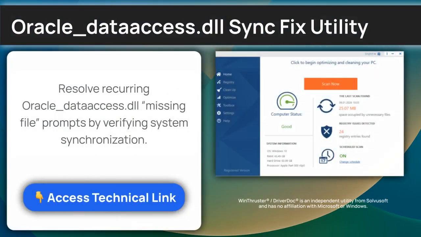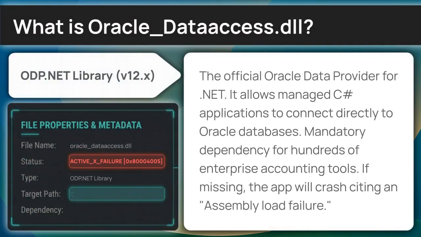This is the Oracle Data Access Library, the official Oracle data provider for .NET. It allows managed C-sharp applications to connect directly to Oracle databases, a mandatory dependency for hundreds of enterprise accounting tools. If missing, the app will crash, citing an assembly load failure. With that background out of the way, here is how we actually restore the missing component.